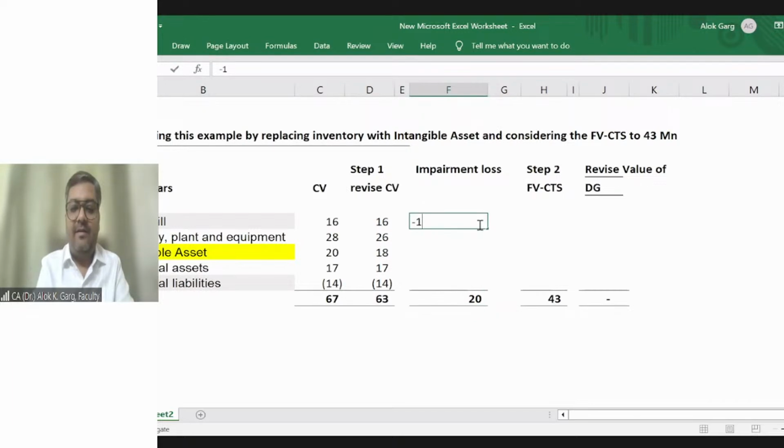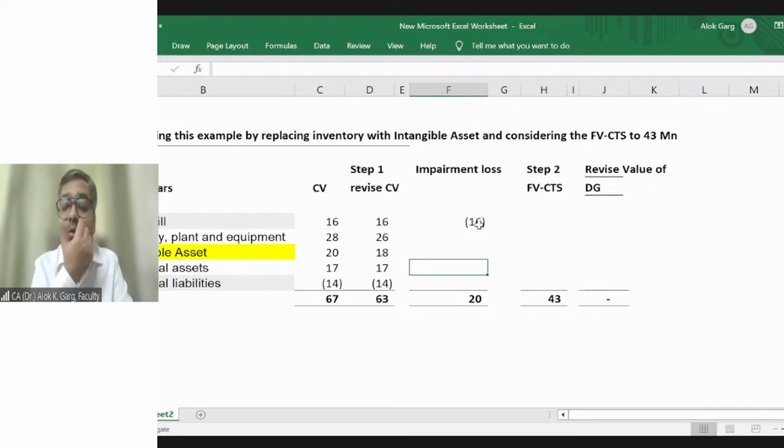First of all, goodwill. Then the remaining assets on a pro rata basis. But while allocating to the remaining assets, ensure that if an asset is already at fair value, that is, its realizable value, no impairment loss is going to be allocated to that asset.